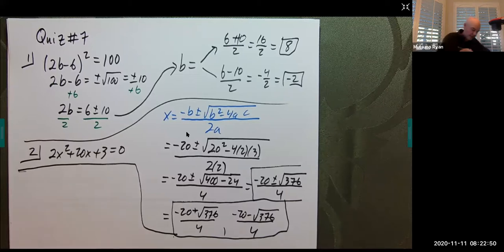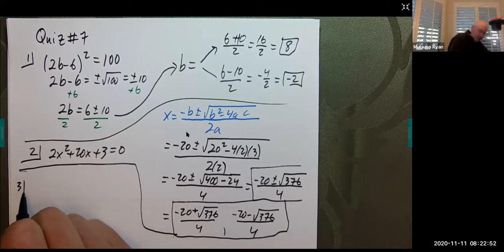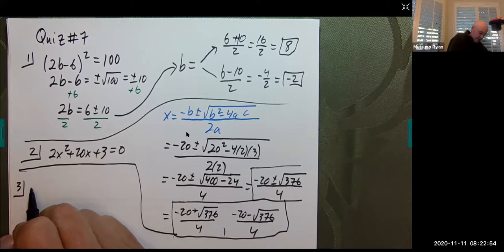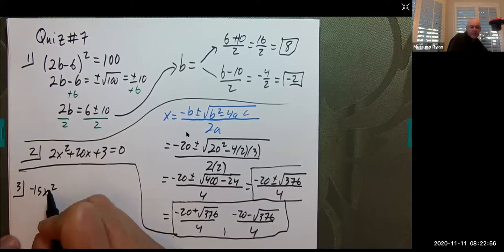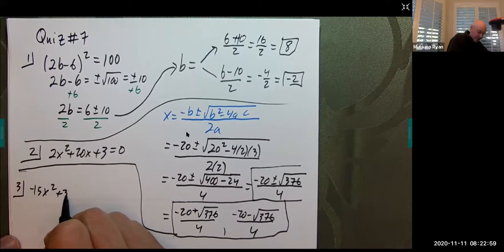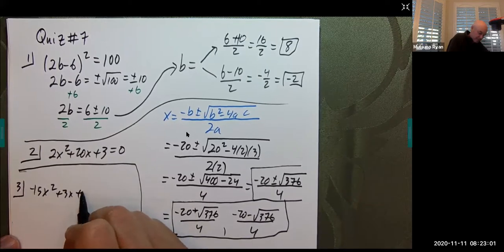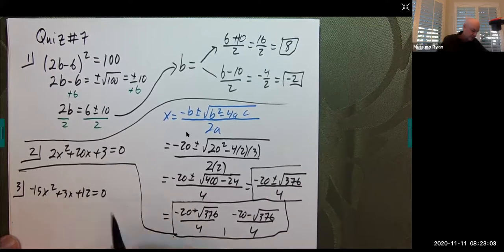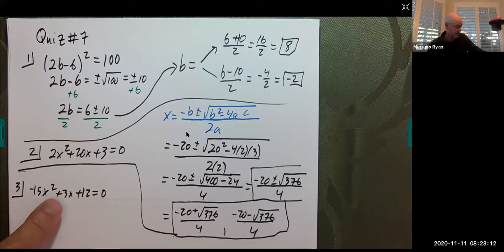All right, number 3, we're looking at a very similar scenario here. Negative 15x squared plus 3x plus 12 equals 0. Now I could just drop this into the quadratic formula as is. There's nothing wrong with that. A being negative 15, B being 3, C being 12. But I'm going to notice that they're all multiples of 3, and I don't like that negative at the beginning. So I'm going to actually divide out a negative 3.